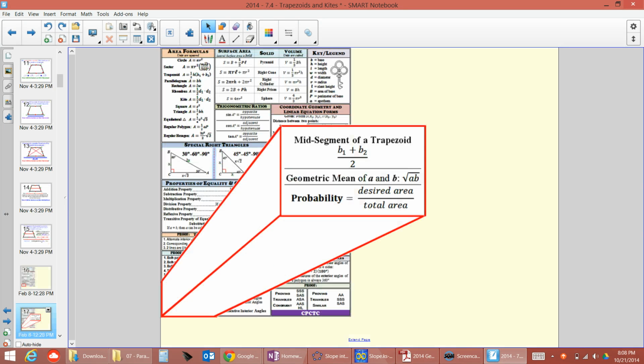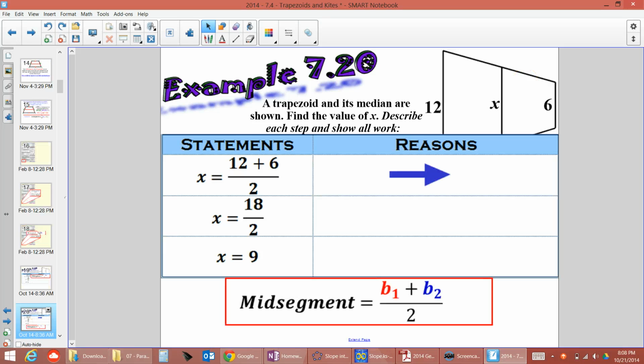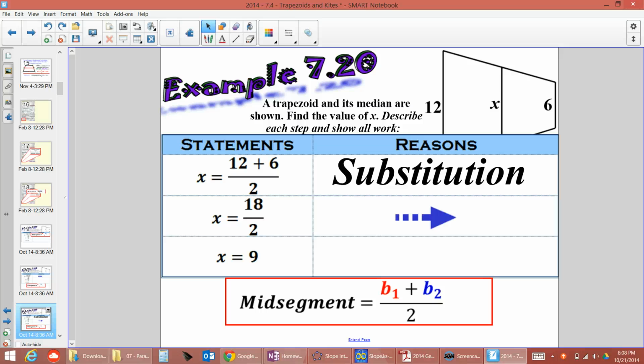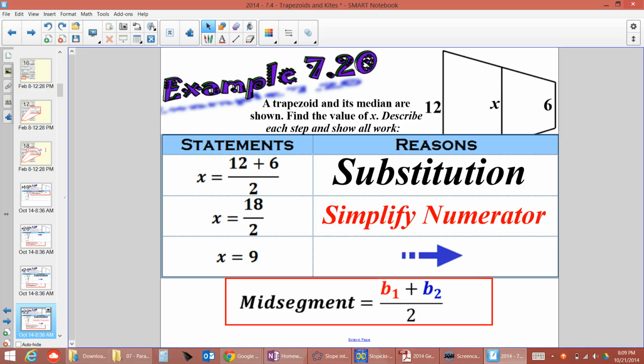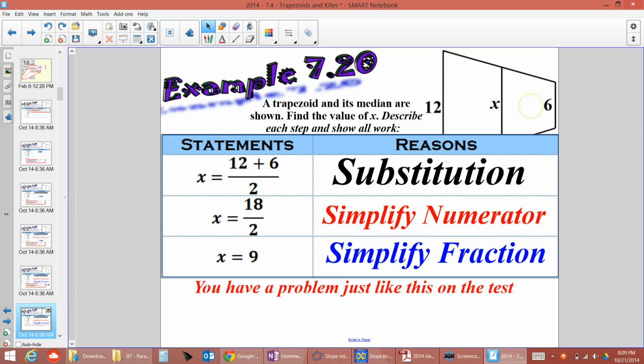So we have the formula for the mid-segment. It's on the cheat sheet. Very important. Here's the formula, and here is the picture of example 7.20 in your notes. If I plug those values in, it's called substitution. Base 1 is 12, base 2 is 6, and x is the mid-segment. I simplify the numerator, combine like terms, then simplify the fraction, and I get x equals 9. So 12, 9, 6. Makes sense? All right.